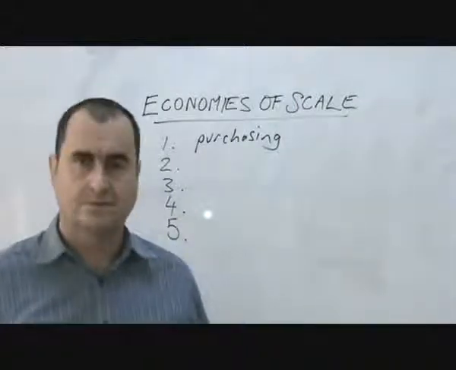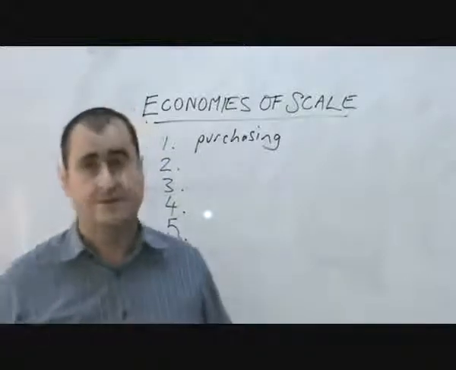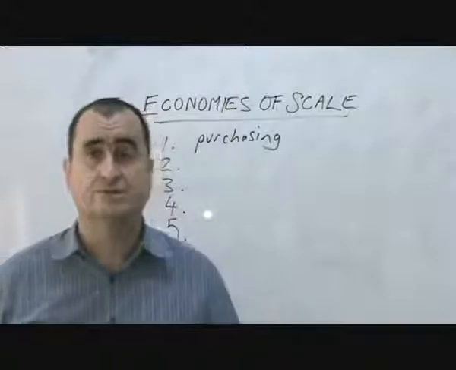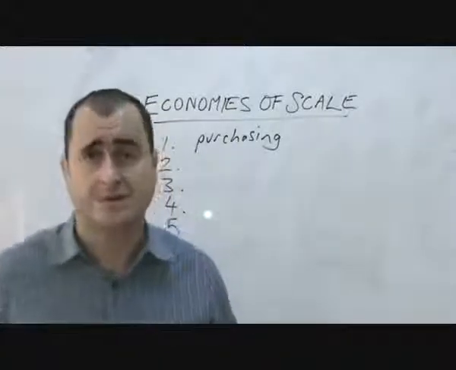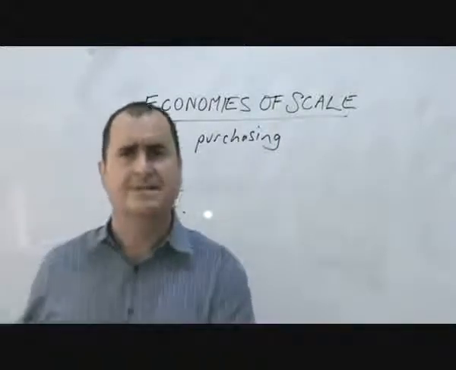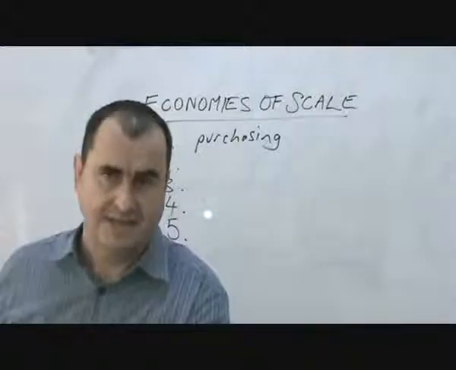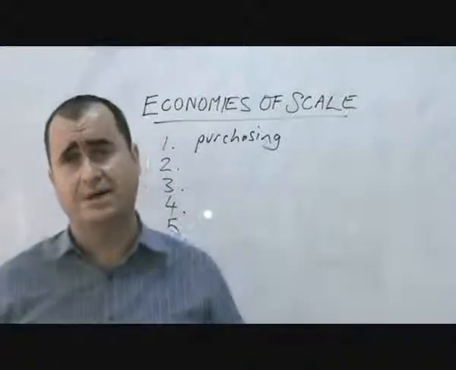Purchasing economies of scale occur when firms buy large quantities of raw materials and they get them, therefore, at a lower average cost. So a large supermarket buying thousands and thousands of cans of Coca-Cola from Coca-Cola will get them at a lower cost per can than a little mini market that only buys 50 cans of Coca-Cola. Okay, so the price is lower if you buy in large quantity.